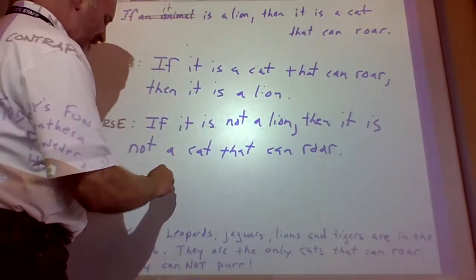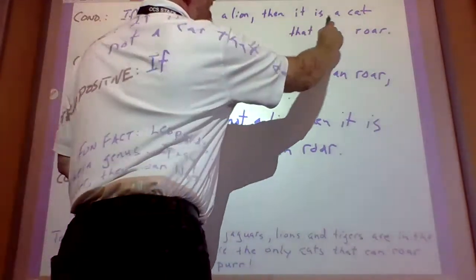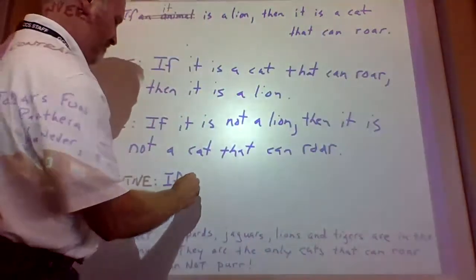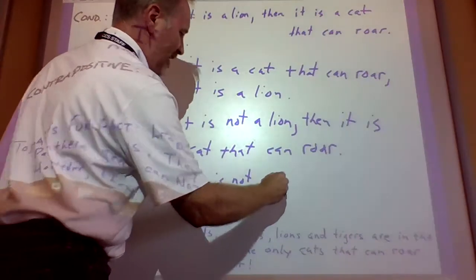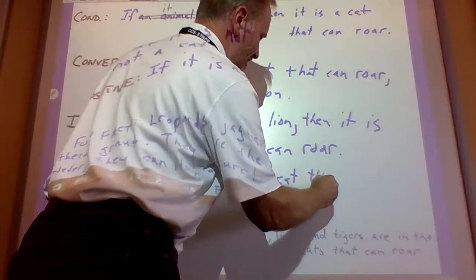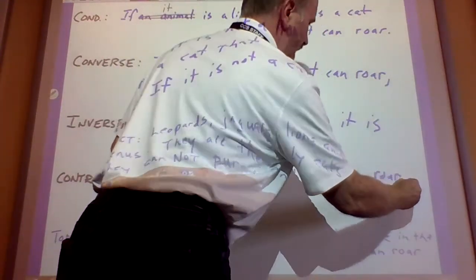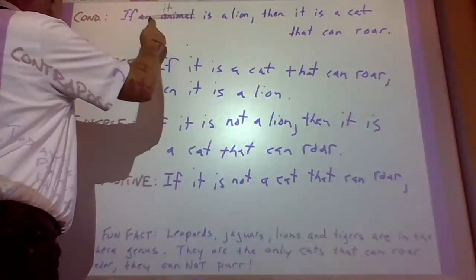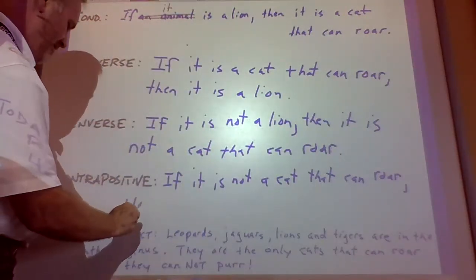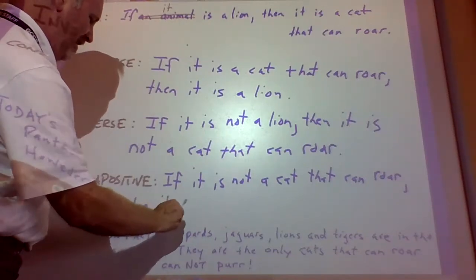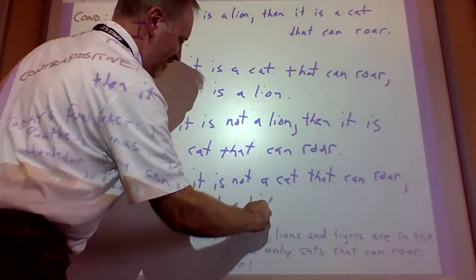So the contrapositive would be: if it is not a cat that can roar, then it is not a lion.